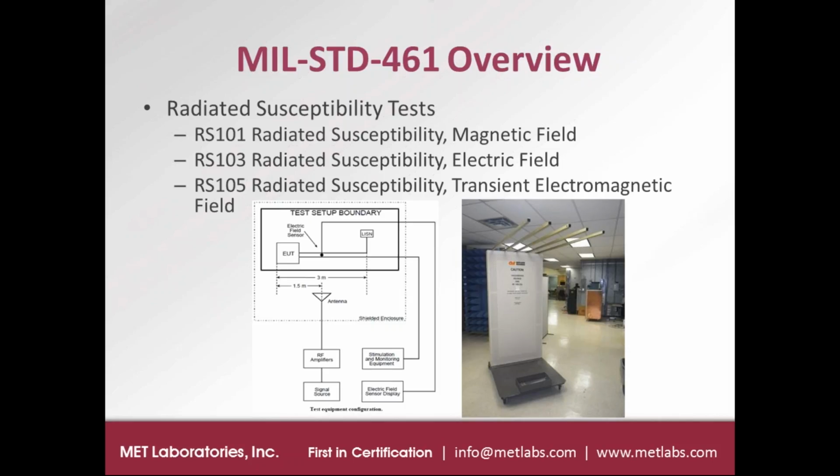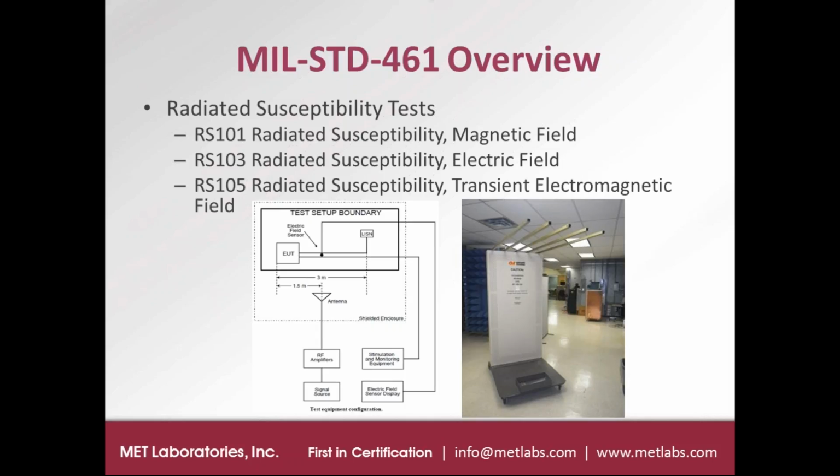So there's 3 tests listed here. The RS-101 is for magnetic fields. We generate magnetic fields and radiate those towards the equipment under test. RS-103 is for the electric fields. And then RS-105 is called transient electromagnetic field, which simulates the effect of a high-altitude electromagnetic pulse weapon detonated high in the atmosphere.